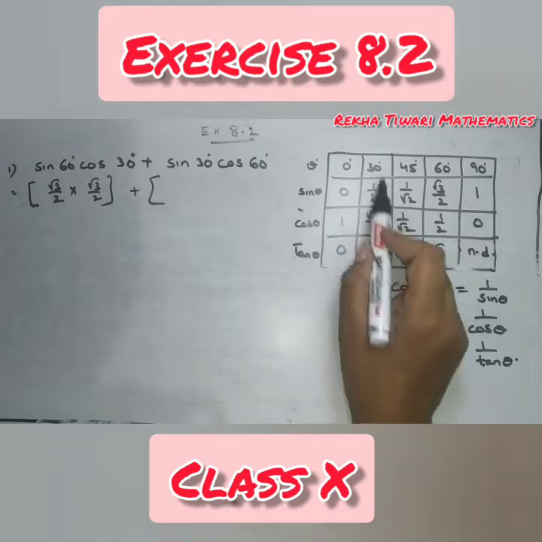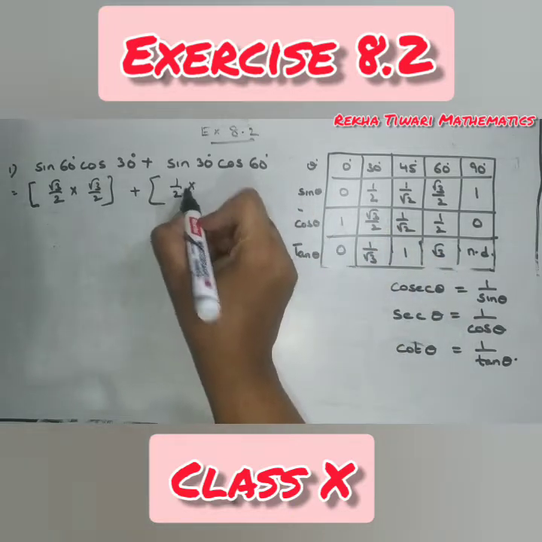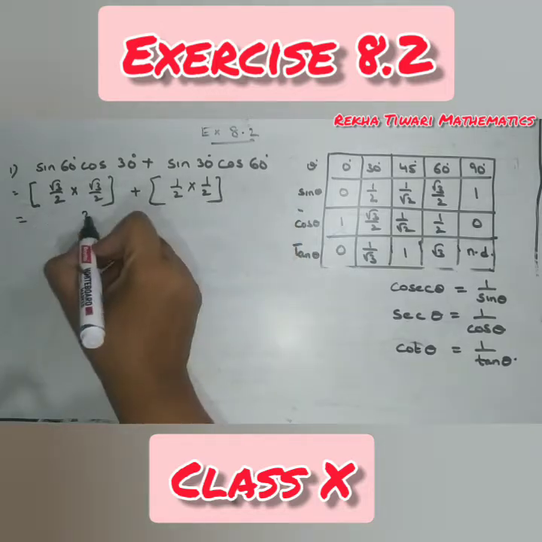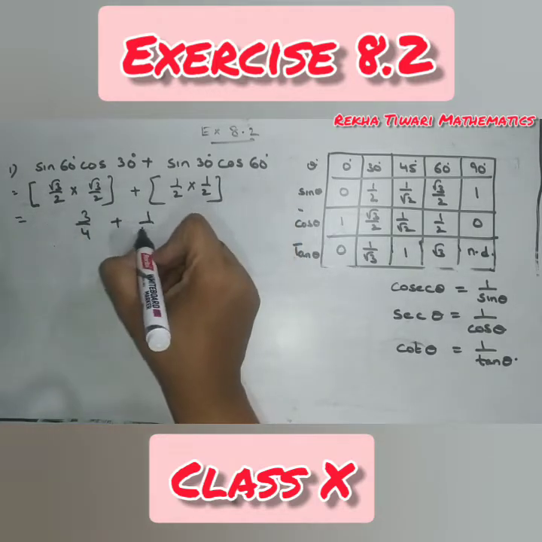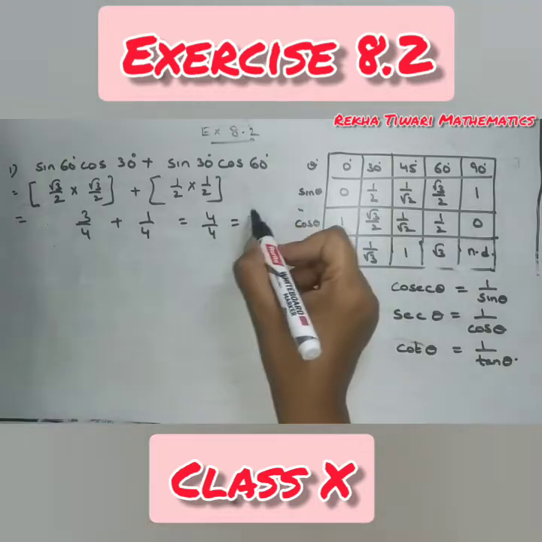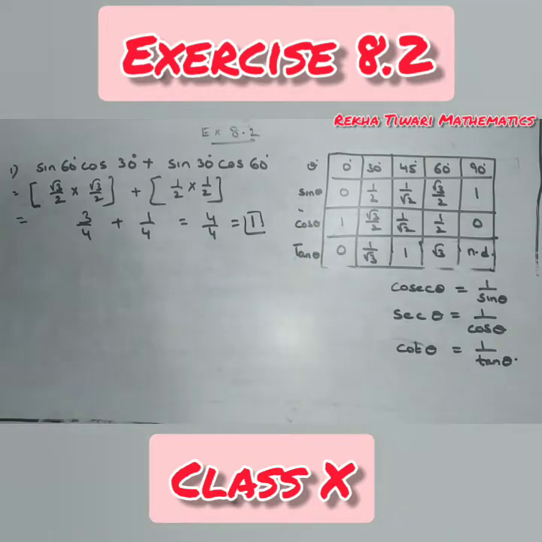Plus sin 30 is 1 by 2 and cos 60 is again 1 by 2. So it comes out to be 3 by 4 plus 1 by 4, which is 4 by 4 equal to 1. So just you have to put down the value and solve.